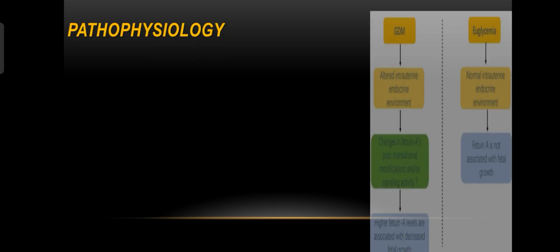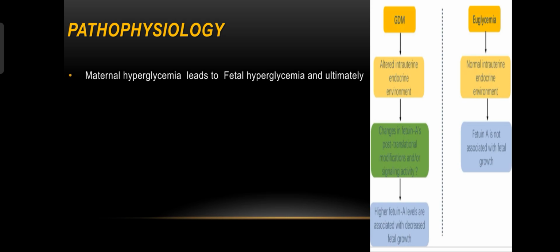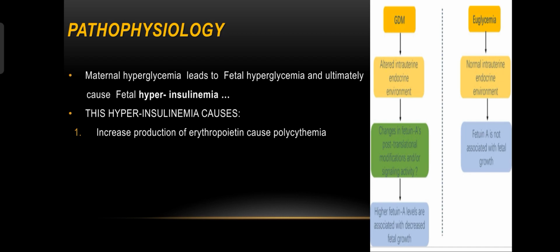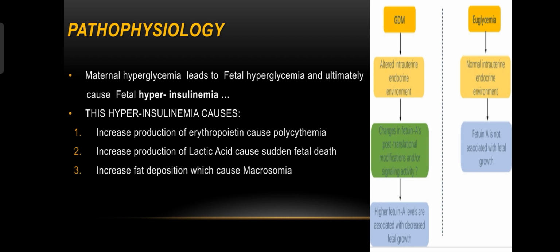What is the pathophysiology? Maternal hyperglycemia leads to fetal hyperglycemia, and ultimately this fetal hyperglycemia leads to fetal hyperinsulinemia. Once the hyperinsulinemia occurs, it causes increased production of erythropoietin, which causes polycythemia; increased production of lactic acid, which causes sudden death because the lactic acid increases in amount and leads to lactic acidosis; increased fat deposition, which causes macrosomia and increases the risk of shoulder dystocia; and decreased lung surfactant, which causes respiratory distress syndrome.